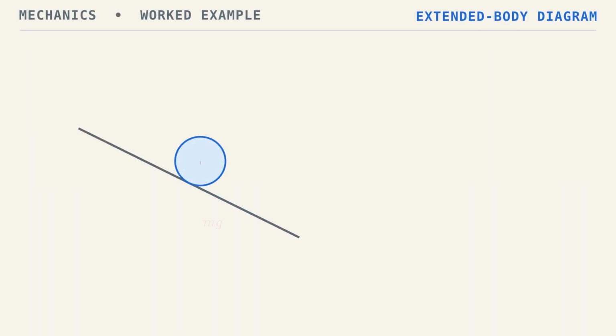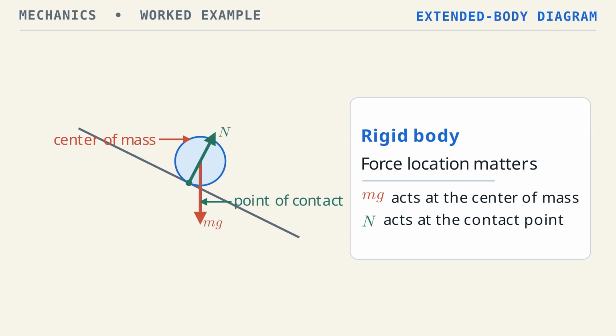Because the marble is a rigid body, a point-particle free body diagram is not enough. We must preserve enough geometry to show where each force acts. Gravity may be represented as one force acting at the center of mass. The normal force acts at the point of contact and is perpendicular to the incline.